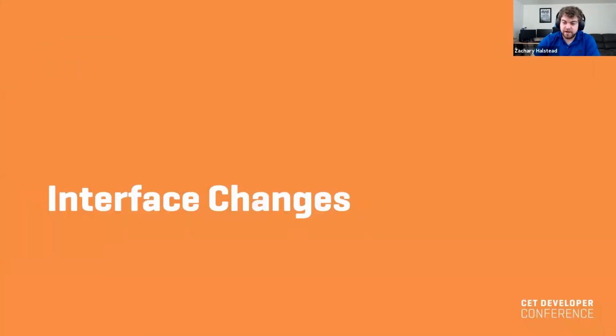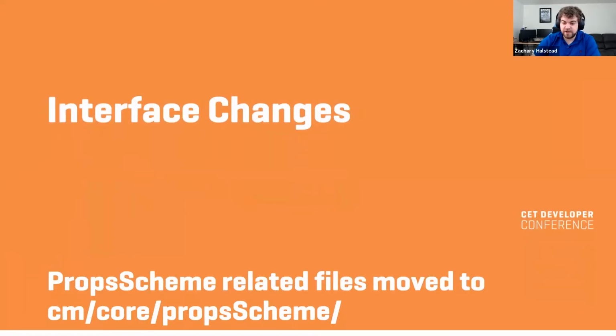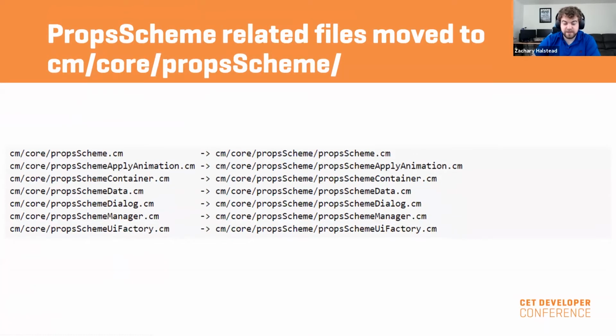So first of all, we have the interface changes. One of the biggest things we have here is the fact that all of the prop scheme stuff was moved from CM core to CM prop scheme. So everything related to the prop scheme is now self-contained in the prop scheme directory under CM core. So you have prop scheme apply animation, container, data, dialog manager, and the UI factory. That's all there.